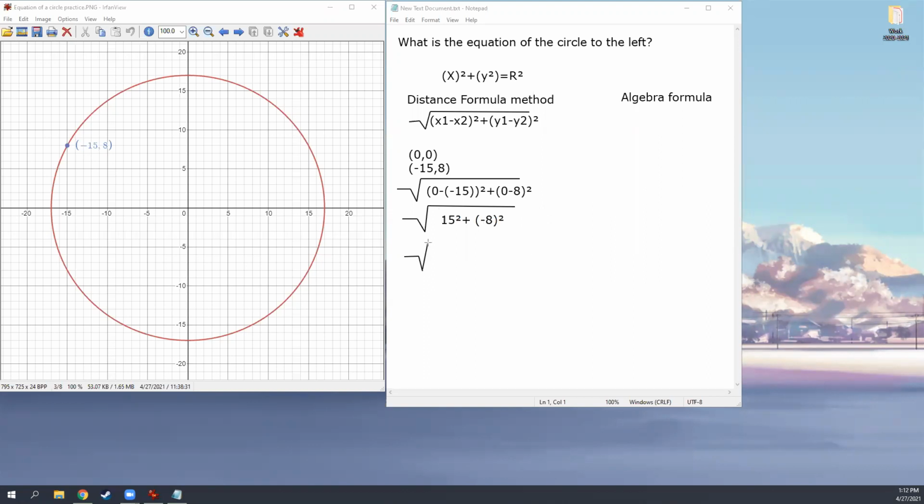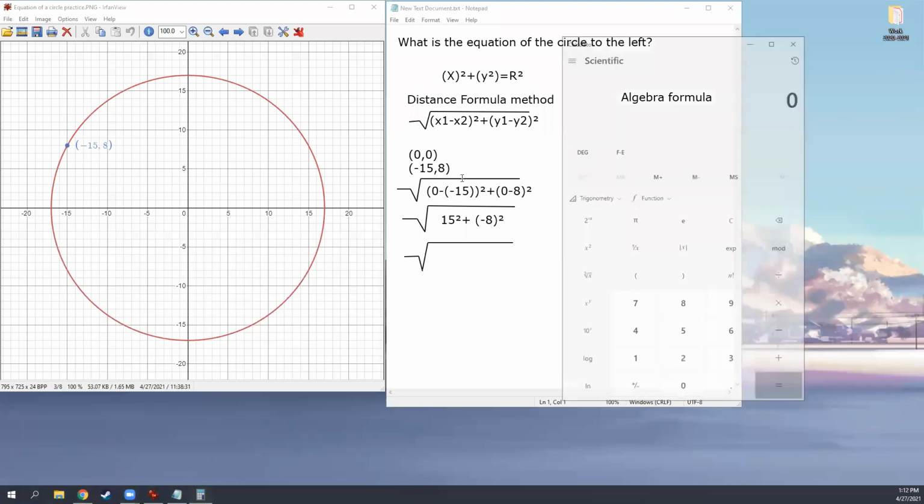Square root of, my square roots, I think my square roots get bigger and bigger and bigger every time I draw one. Okay, calculator.